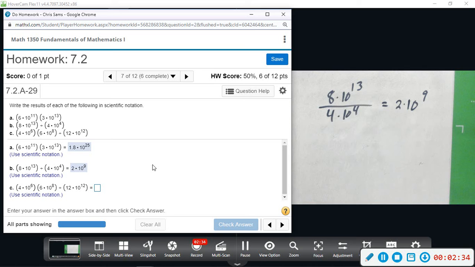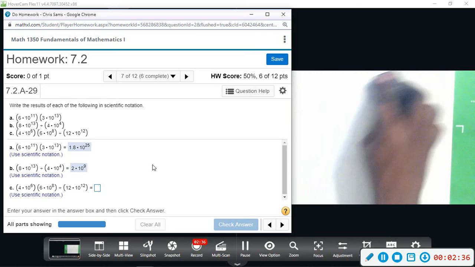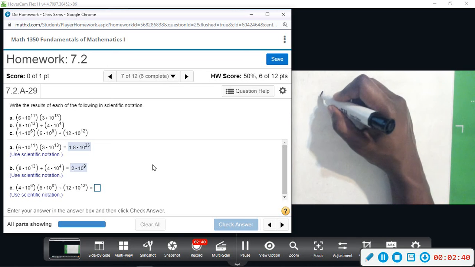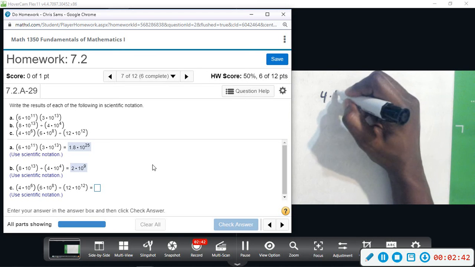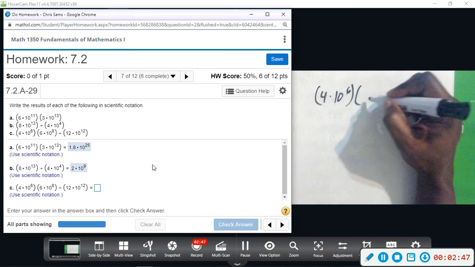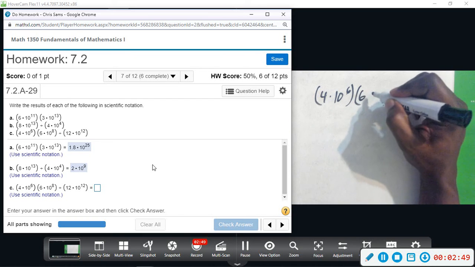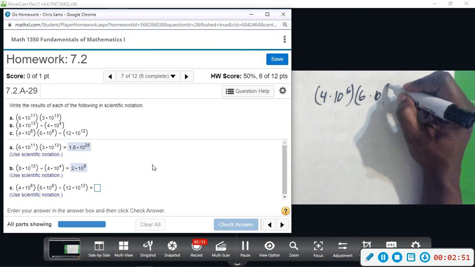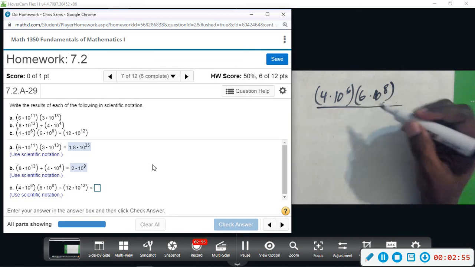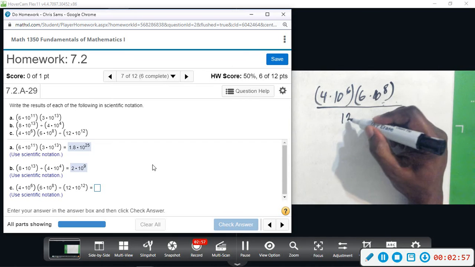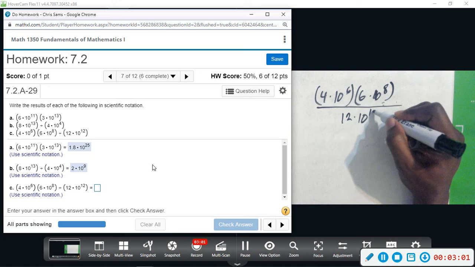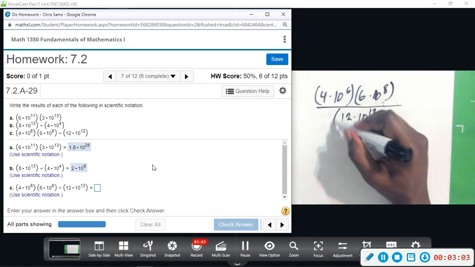And then part C, 4 times 10 to the 6th, and then we have 6 times 10 to the 8th, and we're dividing by 12 times 10 to the 12th. Okay, so we're going to do this separately.